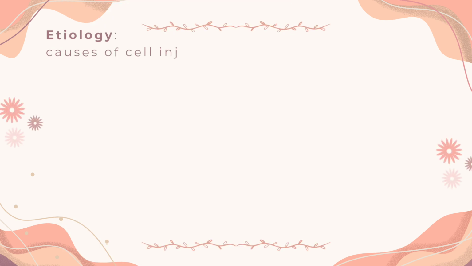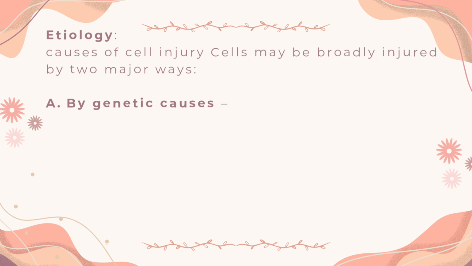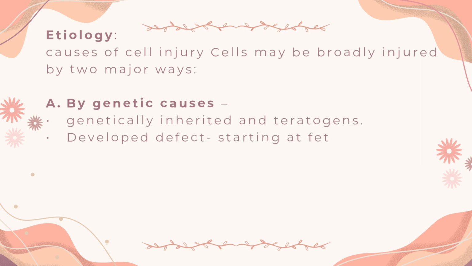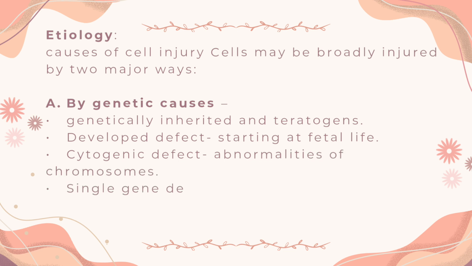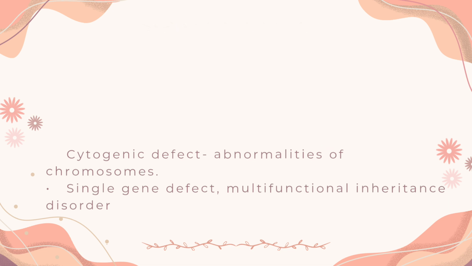Etiology. Causes of cell injury. Cells may be broadly injured in 2 major ways. A. By genetic causes. Genetically inherited and teratogens, developed defects starting at fetal life. Cytogenetic defects, abnormalities of chromosomes. Single gene defect, multifactorial inheritance disorder.